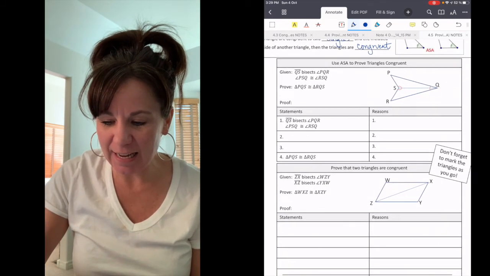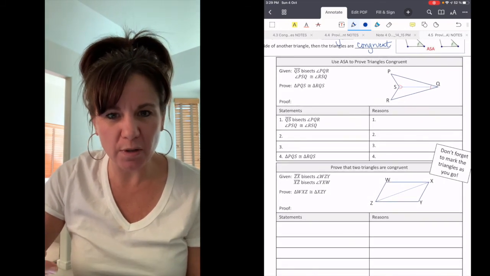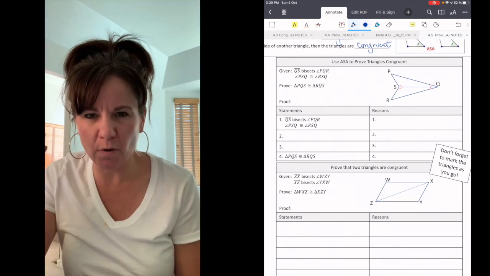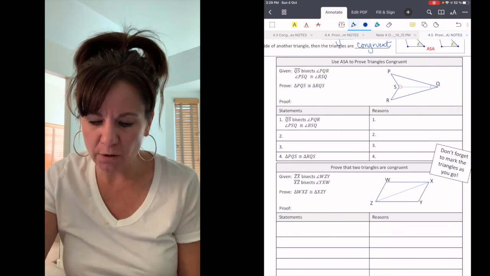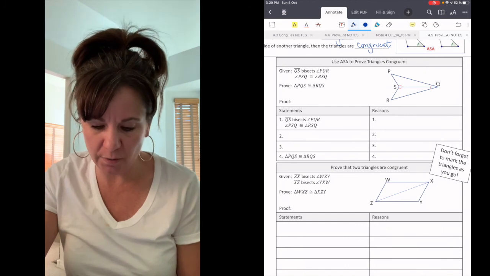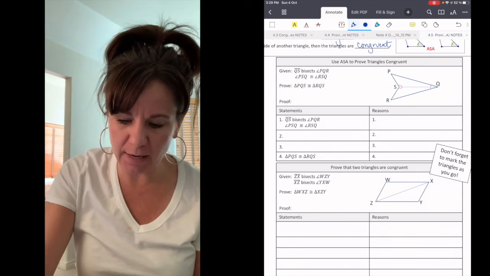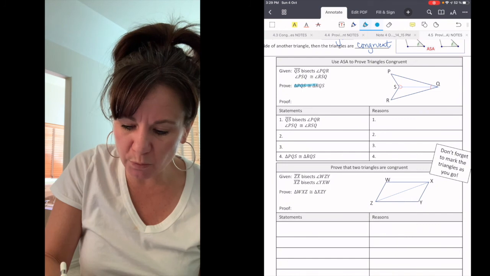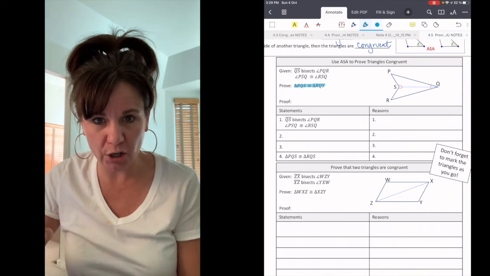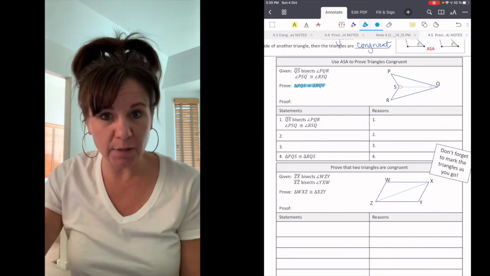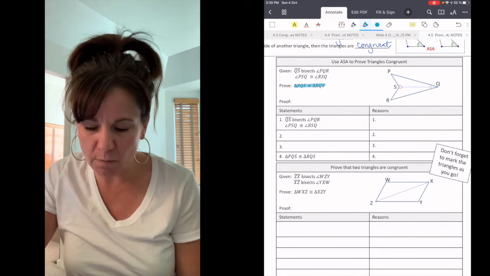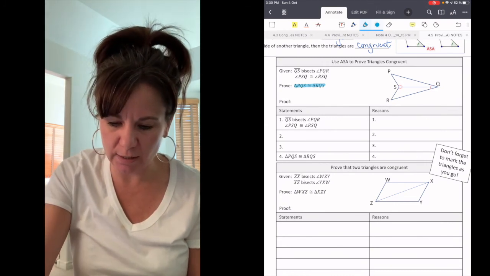So let's give this one a shot. In the last lesson, I kind of introduced you to proofs, but we're going to do them a little bit more sophisticated this time, a little bit more official. So it says use ASA to prove that the triangles are congruent. We're given information just like we were last time, and this time we're going to prove that PQS is congruent to RQS. So just like we did before, we're going to start with looking at the statements, marking the triangles to see what we have, and giving reasons for each step.